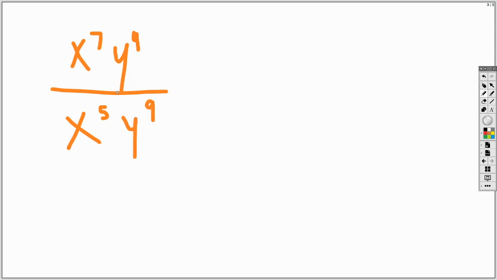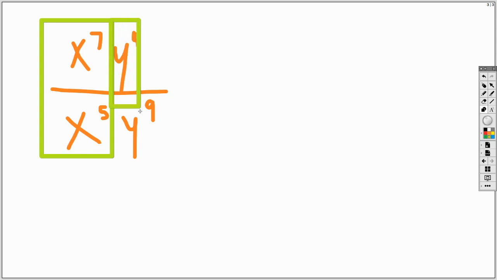Okay. So first things first, these are the two numbers which we'll deal with separately, right? Because they have to be the same variable. We can't divide y with x. No, we would divide x with x. First things first, right off the bat, you have to divide the same variables with their corresponding variables. So let's do this. x7 divided by x5.